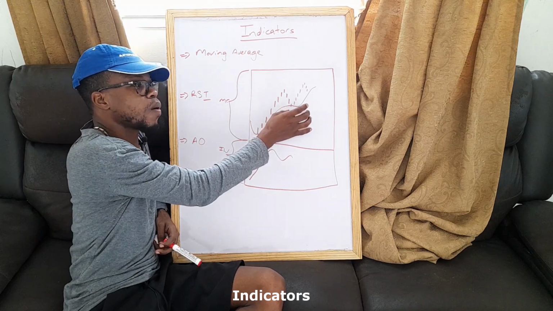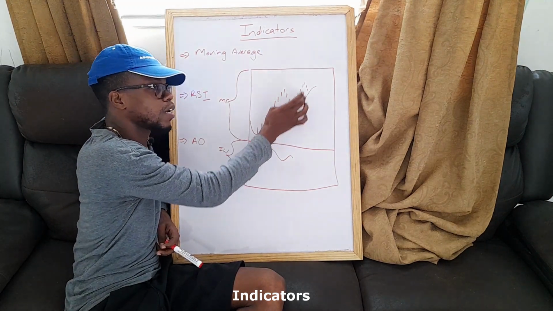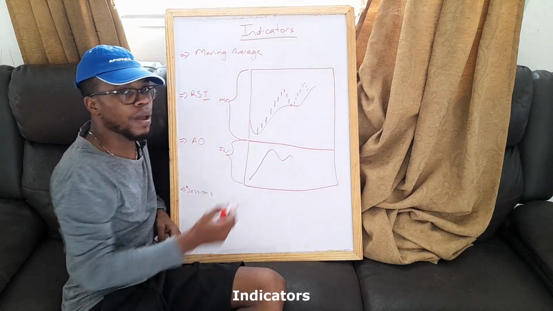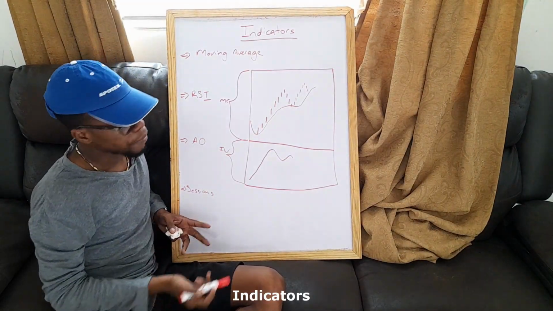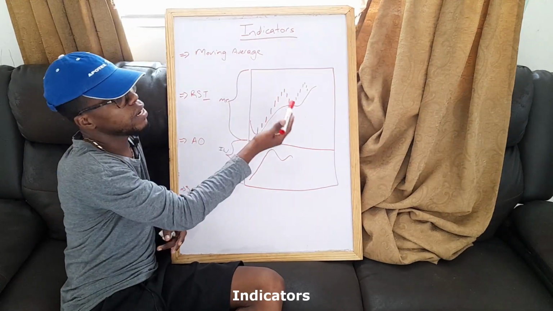But this would be one confirmation, using the moving average, to say, all right, this is an indication that the market will continue up because it's respecting my moving average. Now this is how you trade. When the market comes back to test it in an uptrend, then you buy it.